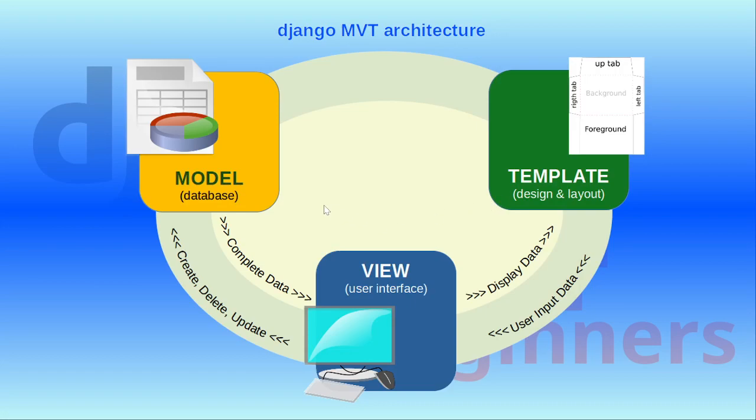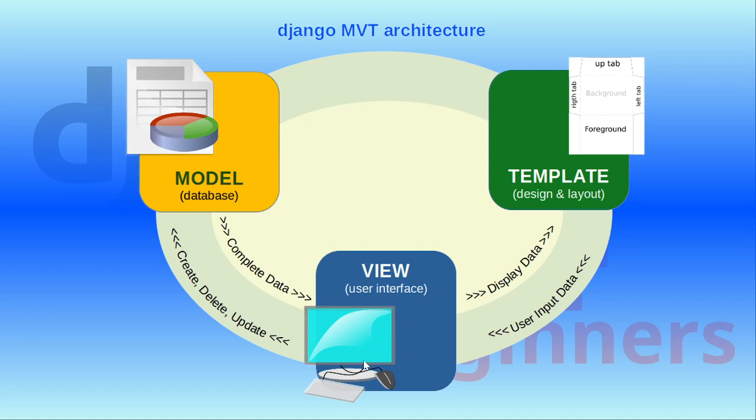structure pattern of Django. It means model, view, and templates. So what are they and what are they doing? Templates are for design and layout, it will show the forms and the layout on top of the browser of the user. The view is the user interface, so what the user sees and interacts with in the Django web application.